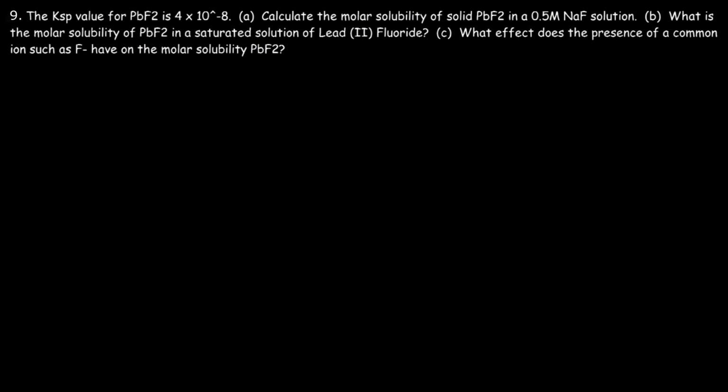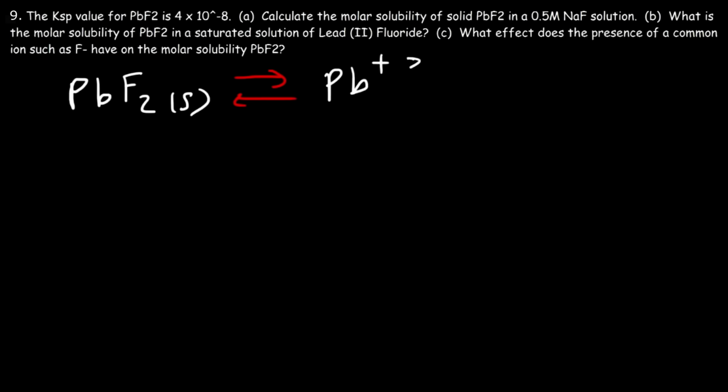So that's the answer. Now let's focus on solving common ion effect problems. So in this problem, we're given a KSP value for lead 2 fluoride. It's 4 times 10 to the negative 8. And our goal is to calculate the molar solubility of solid PbF2 in a solution of sodium fluoride. So first, let's write the dissolution reaction for lead fluoride. Lead fluoride will dissociate into lead ions and fluoride ions.